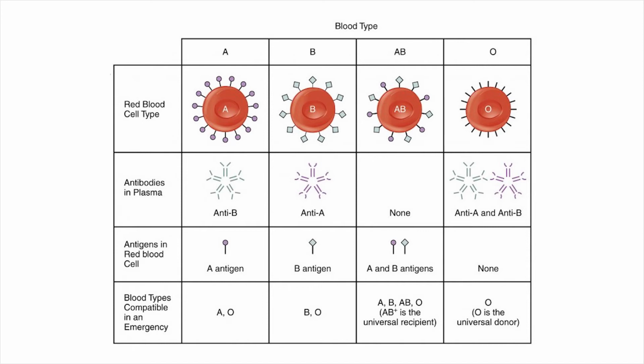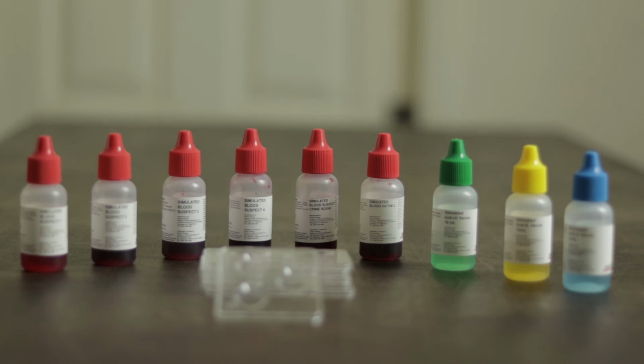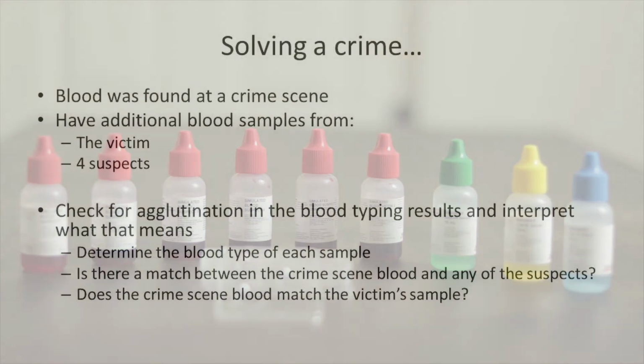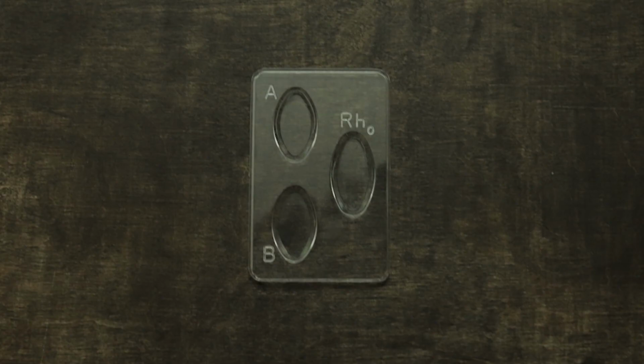or Rh antigen. So just as a quick reminder of what we're doing, we have 4 blood samples from suspects. We have 1 blood sample that was found at the crime scene. We have a blood sample for the victim. And then we also have anti-A, anti-B, and anti-Rh antibodies. We're going to be doing the tests on these spot plates like the one pictured here.